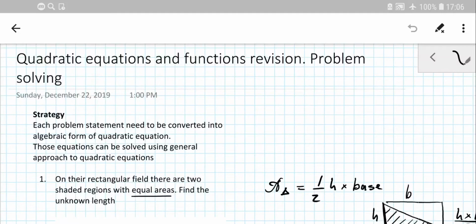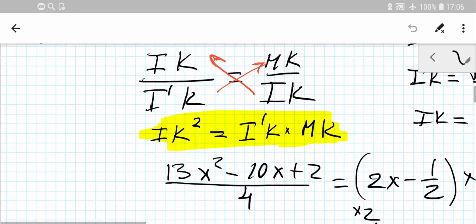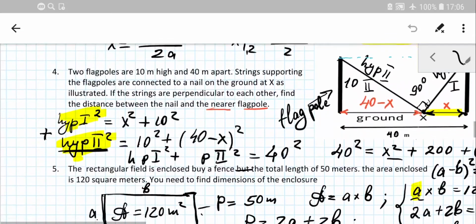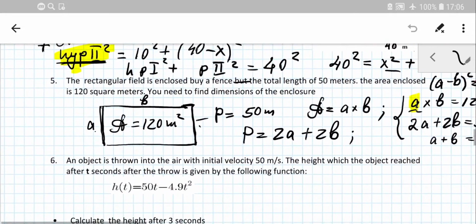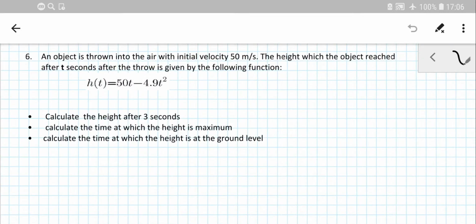Here we are on problem solving, and up to this stage we covered about 4 problems. So actually 5 problems here in a row, and then we go to problem 6. Here is an object thrown into the air with initial velocity 50 meters per second. The height which the object reached after t seconds after the throw is given by the following function.